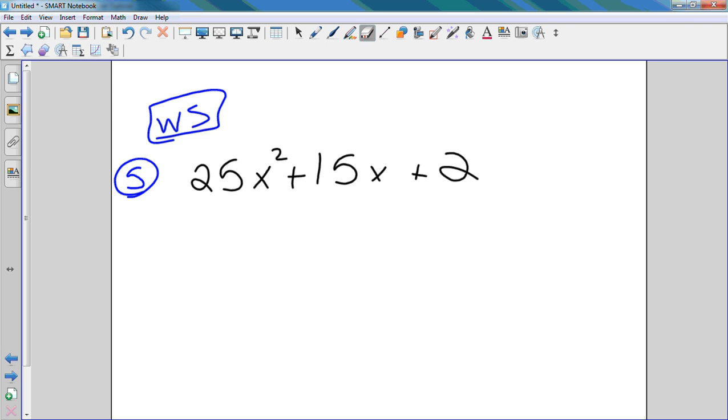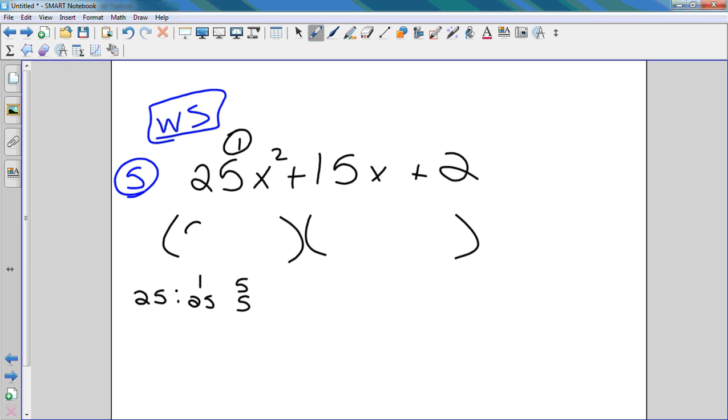So step 1 to factor it as is, I have to split my 25. Now, 25 has more than one option. It has 1 and 25 and 5 and 5. Do you guys remember the rule of thumb? Which one do I want to use? 5 and 5, the two that are closest together. So I'm going to use 5x and 5x. That's not always going to work, but start with that one. If it doesn't work, you go back and change it. But try that one first.